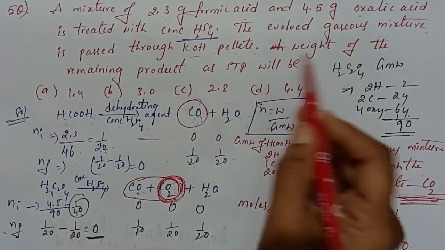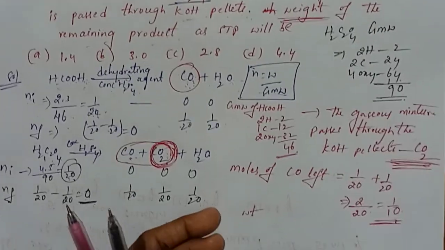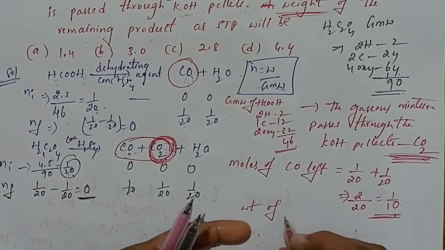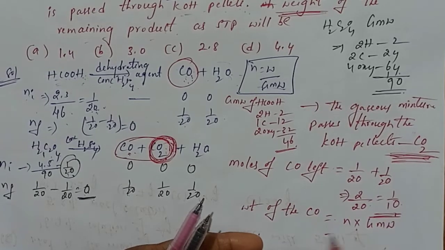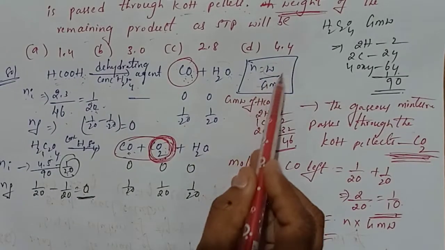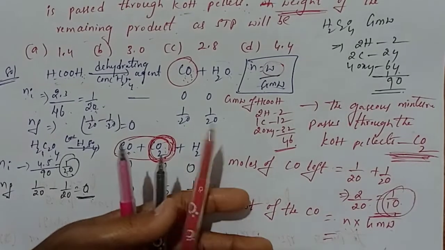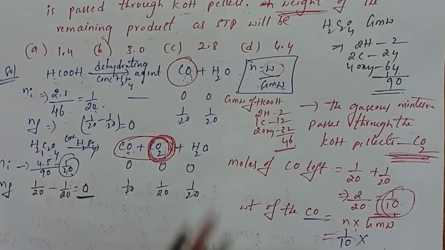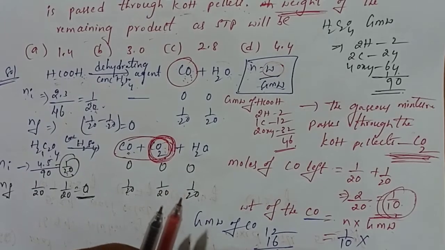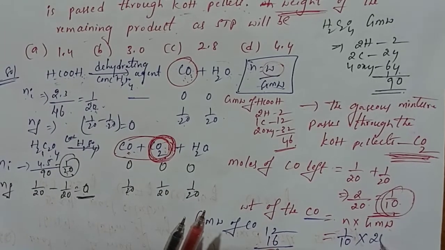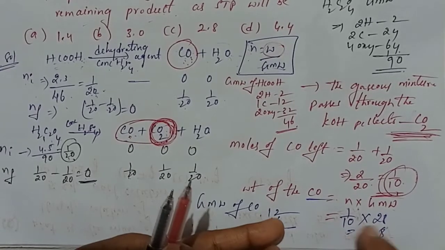Now but what is the question asking, students? Weight of the remaining product is asked. So calculate the weight. Weight of CO is equal to what? Number of moles into gram molecular weight, because number of moles is equal to weight by gram molecular weight. Number of moles we calculated is 1 by 10, into gram molecular weight of CO. Gram molecular weight of CO, carbon 12, oxygen 16, total 28. Correct? 28 by 10 means 2.8. So 2.8 is the mass of the CO.